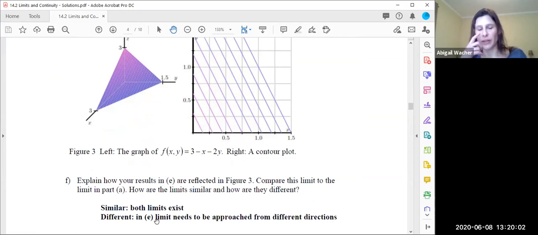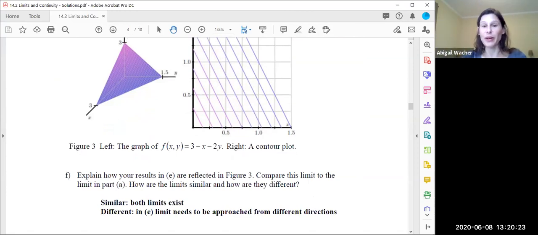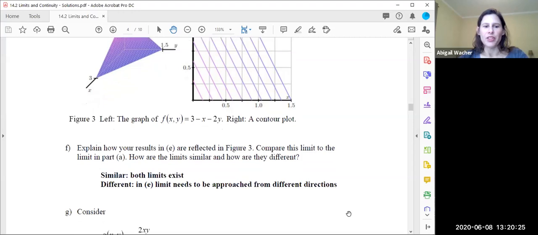And then the difference in E is that the limit needs to be approached from different directions, of course, because you have x from negative and positive, and then you have y negative and positive, and both of them being positive, both of them being negative, and then a combination of the 2 things, right? So you have a lot more directions than just 2.